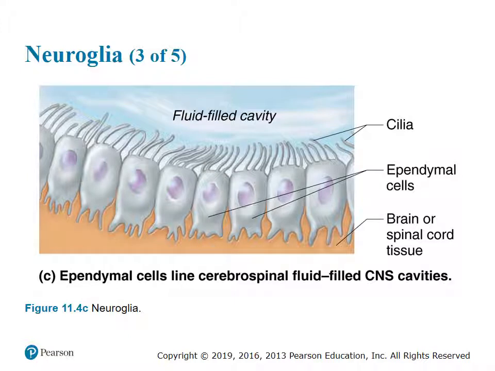So here's your typical ependymal cells, right? And you can see these are in fact columnar in this example. And you can see the cilia here lining part of the brain that has this fluid-filled cavity, which then moves the fluid in a certain direction, right? So they can act as barriers as well, right?